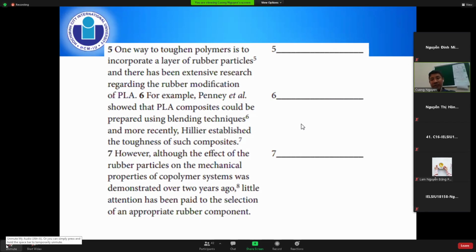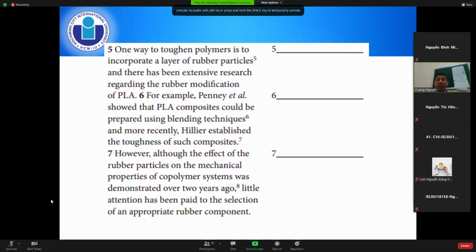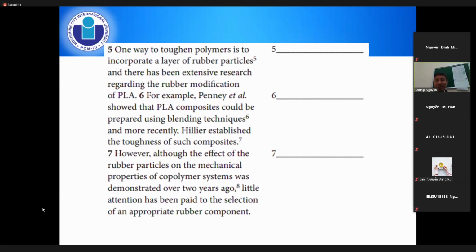What is the function of number 7? Okay. In other words, number 7 is about the gap, the knowledge gap or research gap, right? Many things have been done by other people in the field, but still there's some problem unsolved, right? Right. So little attention has been paid to the selection of an appropriate rubber component. Yeah, it is a kind of research gap.